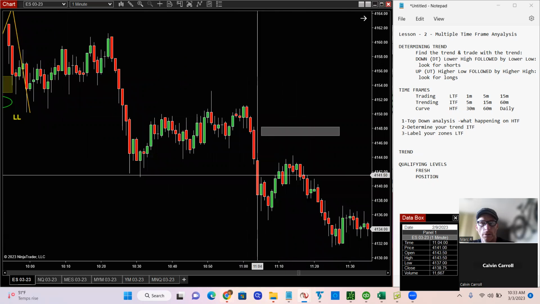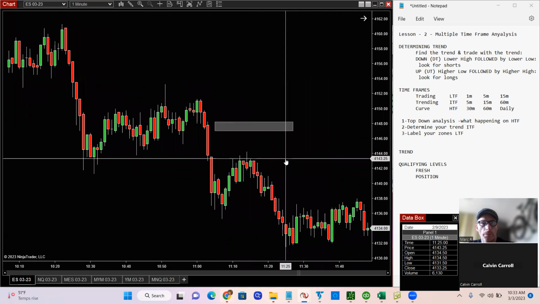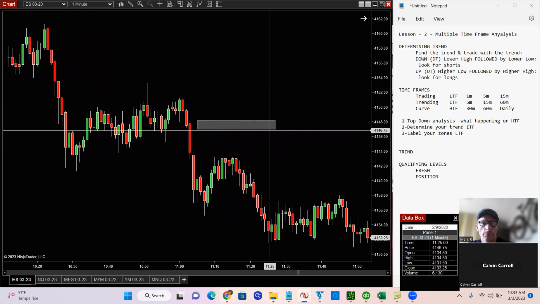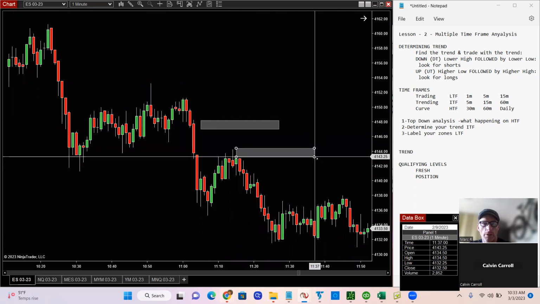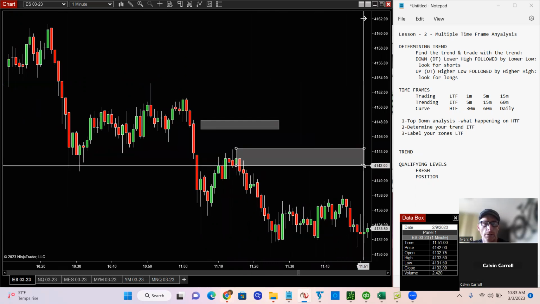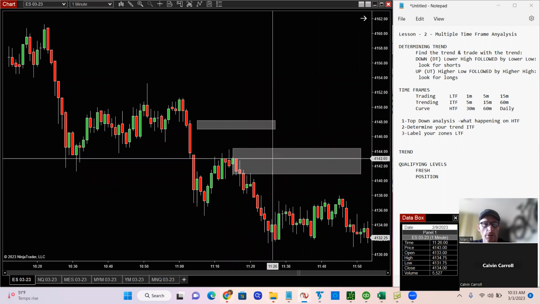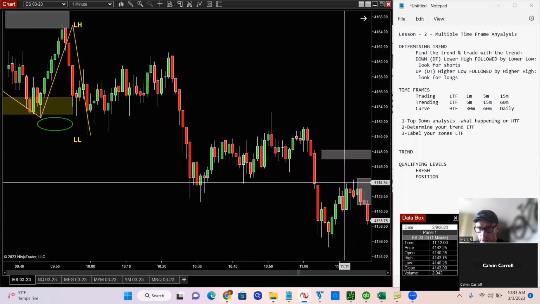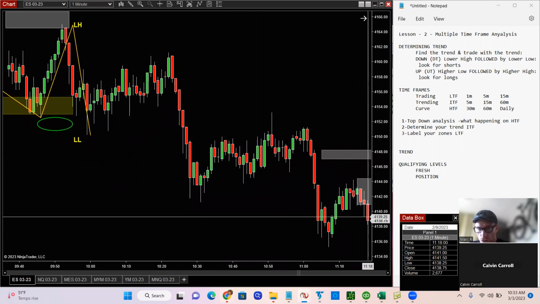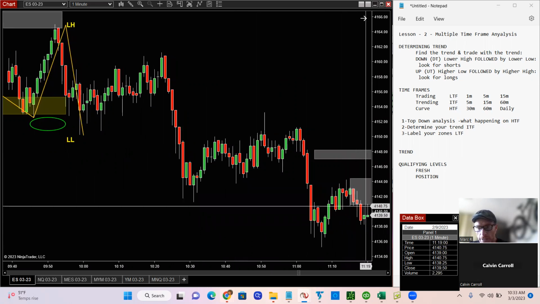Still moving down, lower high, lower low. Trying to find yourself a level. This is a rally base drop here. So this is rally base drop, drop base drop. So this area, if you were quick enough and you saw this happen right here, rally base drop, drop base drop, you could maybe get in here just as it touched back right there.